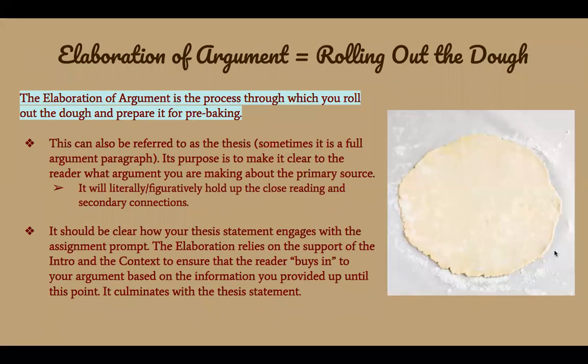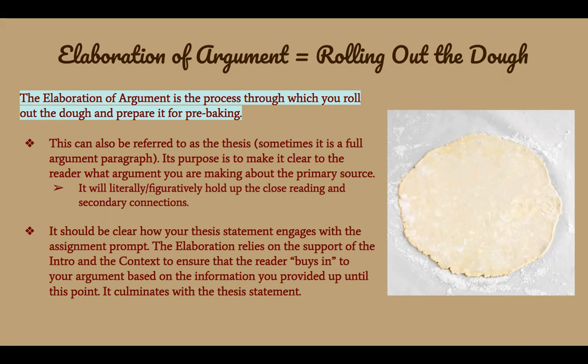The elaboration of argument is going to be the final stage of your introductory section. And this is where you can think of it as rolling out the dough. So the elaboration of argument is the process through which you roll out the dough and prepare it for pre-baking. And so we can imagine then that our introductory section is this process by which we really gather the ingredients, we mix them together, we knead them into a dough, and then we proceed to roll out this dough that will eventually become the pie crust.